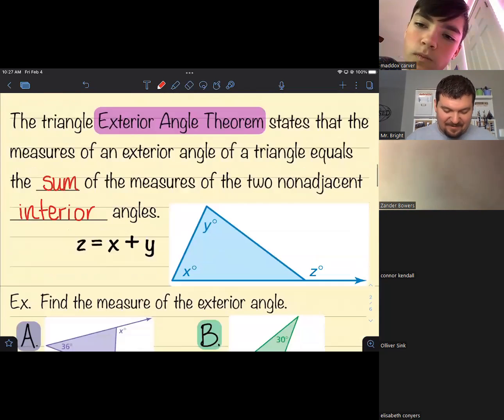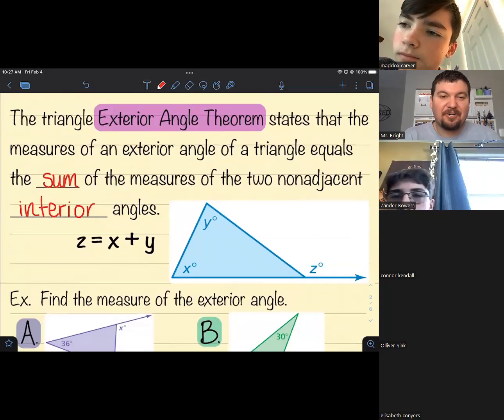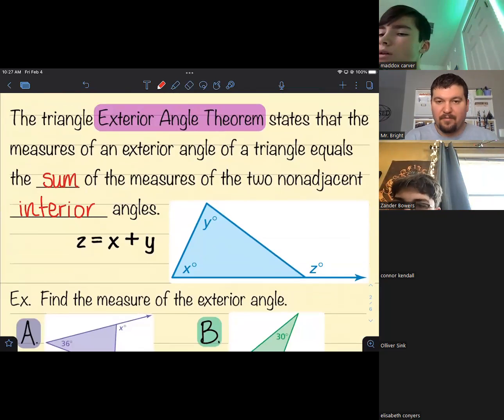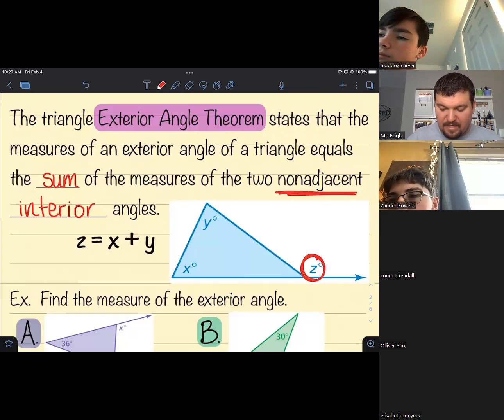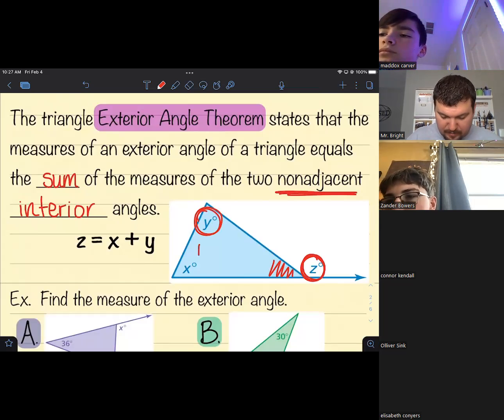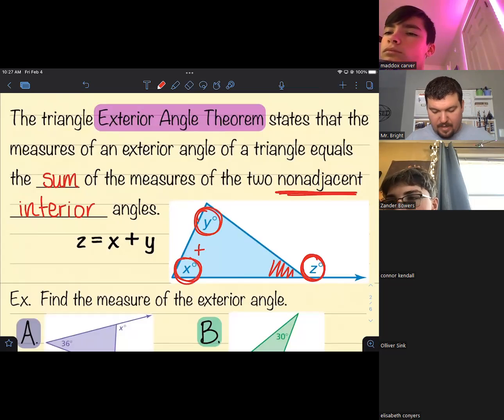Okay, so let me repeat that. The exterior angle theorem states that the measure of an exterior angle of a triangle equals the sum of the two non-adjacent interior angles. So this exterior angle here, which we'll call Z, is going to be the sum of the non-adjacent angles. We know adjacent means next to, so non-adjacent would be not next to. So I'm not referring to this angle here. I'm referring to the sum of the two non-adjacent interior angles, okay? So Z would be equal to X plus Y.